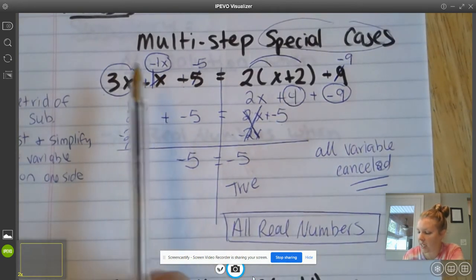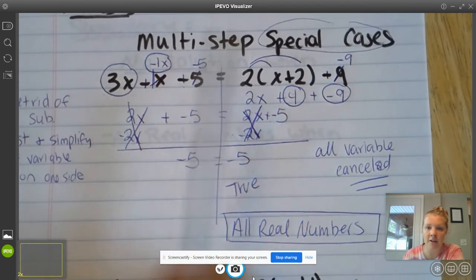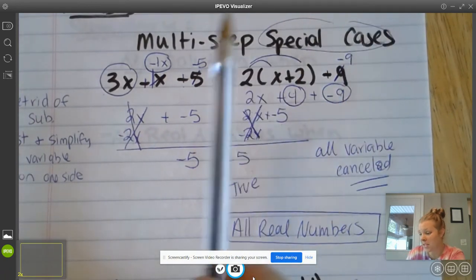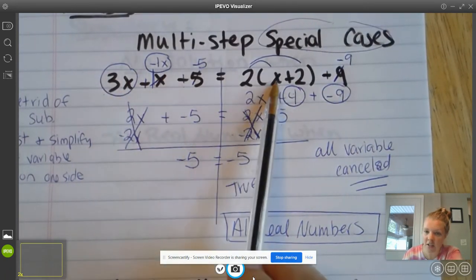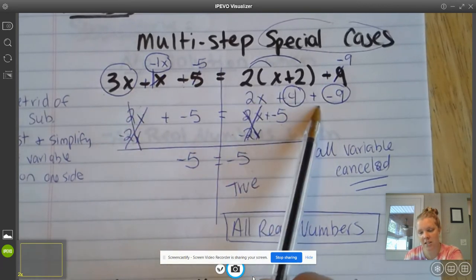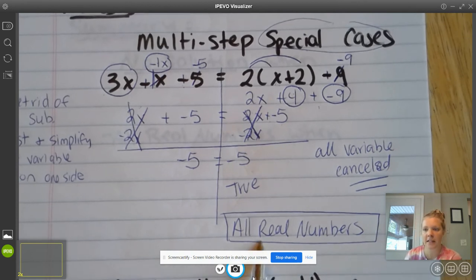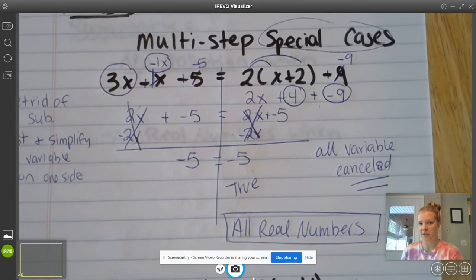If I plug in a 2 for x, I would get this side is equal to this side when I simplified. If I picked a 27, I plugged in a 27 into all the x's, this side would equal this side. That would happen with any number, and that's why it's called a special case, and the answer is any number, literally any real number. That's the first kind of special case.